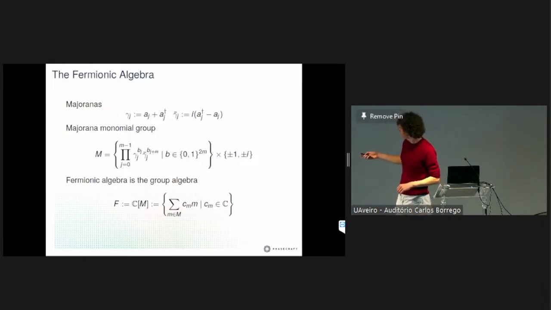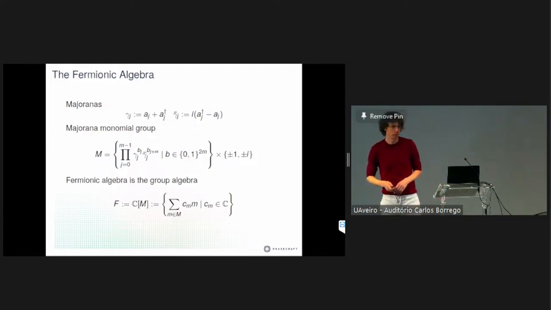And then what we're interested in is this fermionic algebra, right? Which is the group algebra of the Majorana monomial group, right? So you take elements of the Majorana monomial group and you decorate them with complex numbers and you take sums. And this is where your Hamiltonians live, this is where your observables live.